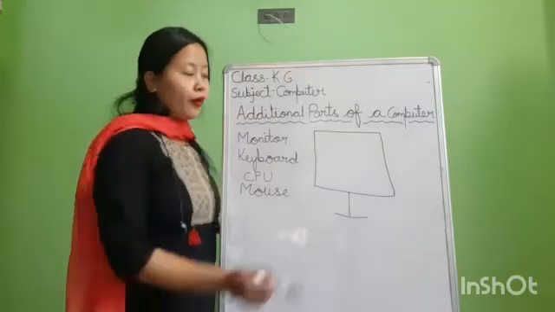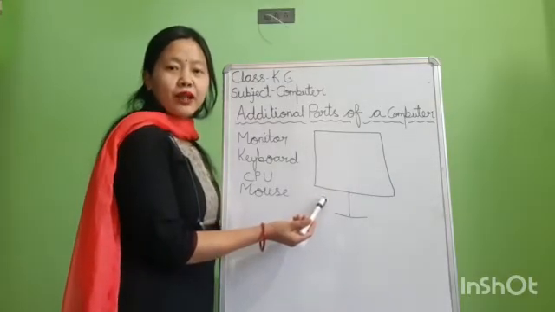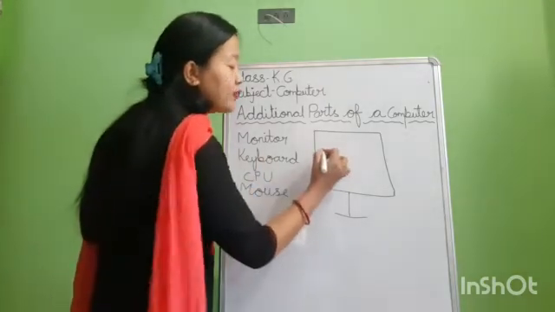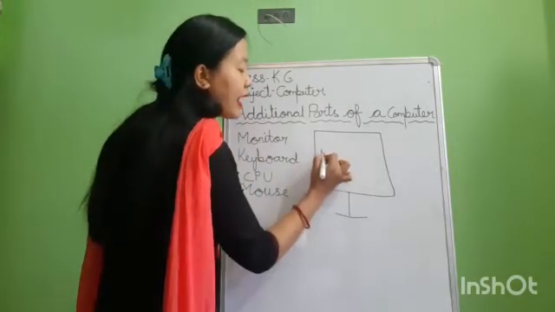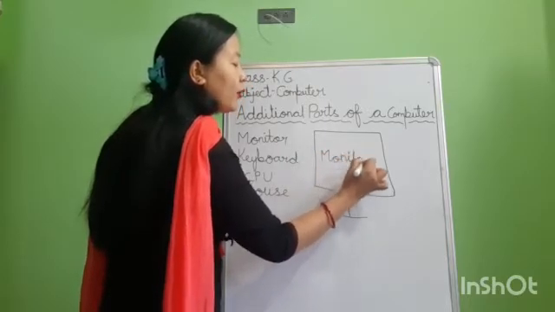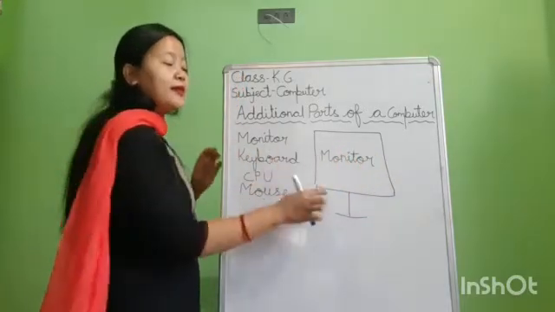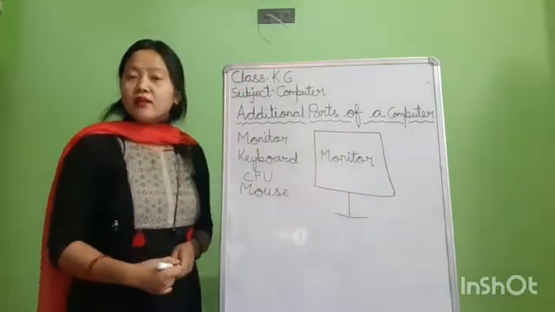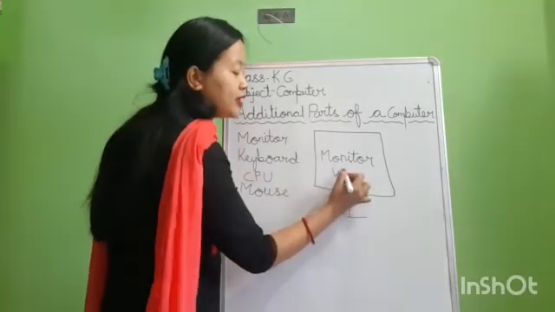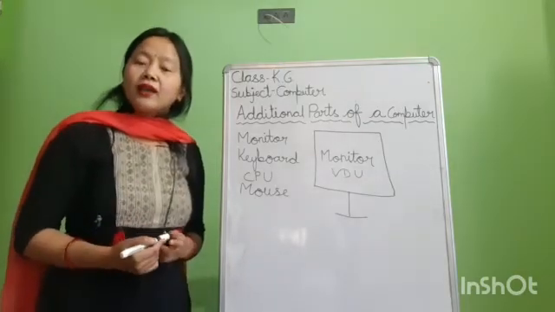Children, look at the board. Identify this part of the computer. Very good, children. This is monitor. Spelling of monitor: M-O-N-I-T-O-R, monitor. So children, this is monitor. Monitor is also known as VDU. Full form of VDU: Visual Display Unit.